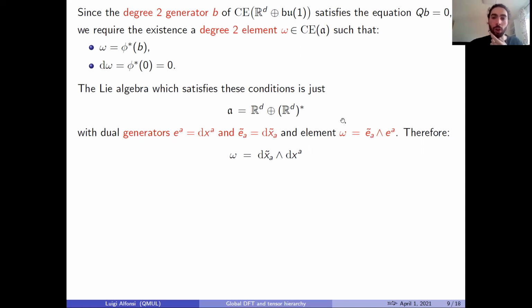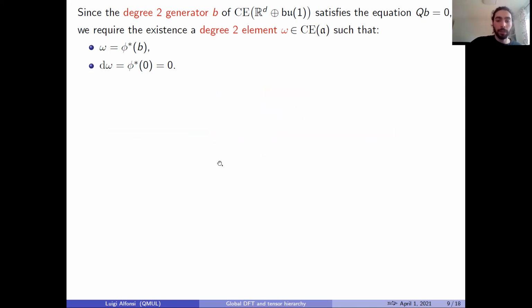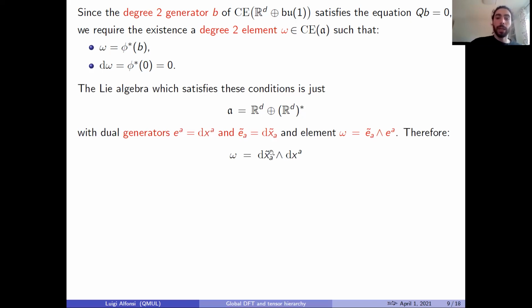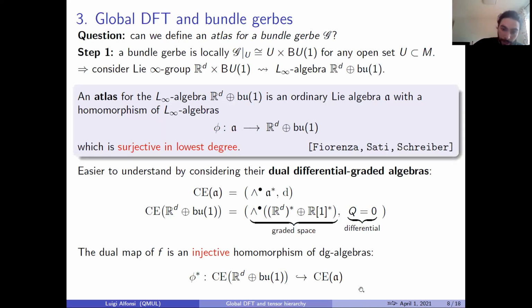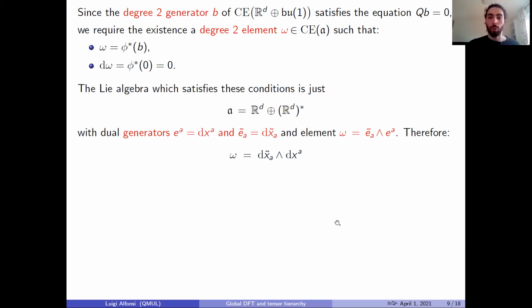which is omega given this way, where this E tilde and E are the generators, in the dual dg algebra, of these two components of our atlas. So if we define everything this way, we obtain that this omega is clearly closed, and we also have that the R^D parts simply embed in this Lie algebra here. So the first condition we put here, this is an embedding, is satisfied. Okay. So this Lie algebra here is the atlas for our starting Lie 2 algebra.